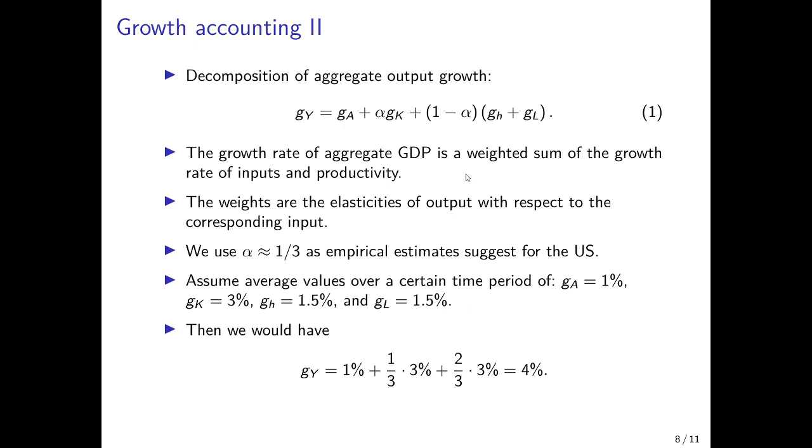Then the growth rate of aggregate output would be 1%, that's the growth rate of productivity, plus 1/3, that's alpha, times the 3%, which is the growth rate of physical capital, plus 2/3, that's this 1 minus alpha, times the growth rate of individual human capital plus the growth rate of the workers, the number of workers. And that's then the sum of 1.5 and 1.5, which is 3%. And if we compute this, we get aggregate GDP growth of 4%.